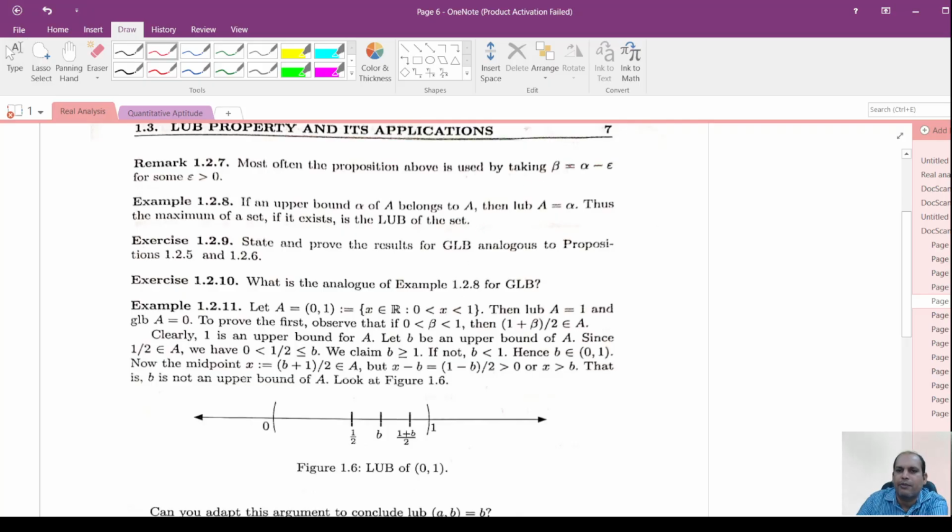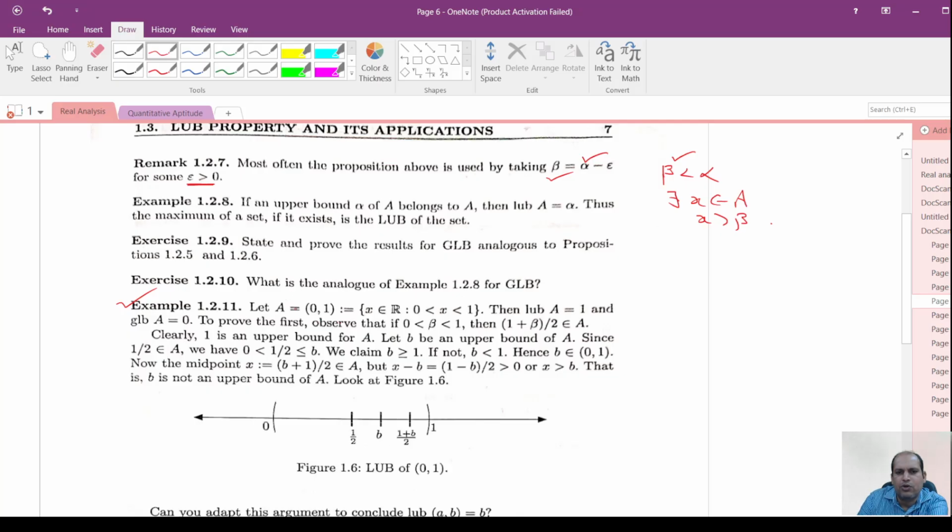Similarly, if we are claiming that alpha is its least upper bound, and we subtract any strictly positive real number epsilon from this alpha, then obviously beta will be less than alpha. This means beta is not going to be its upper bound. So there exists at least one x belonging to the set which exceeds this beta. So this is another way of representing this. Now look at this example.